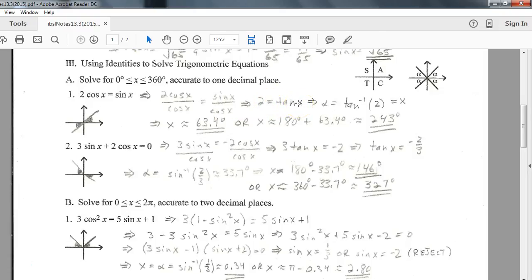And so that gives us a new function that we see right here. Now we can do the inverse tangent of both sides. Remember, your calculator would be in degrees for this because of the domain that we see right here. And so if we do the inverse tangent of 2, we're going to come out with 63.4 degrees.